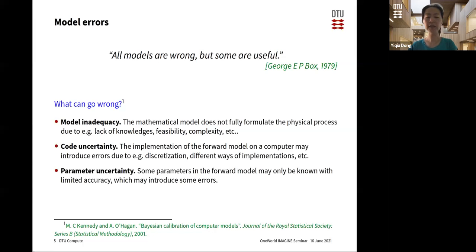Another reason can be parameter uncertainty. In the forward operator, very often there are some parameters, but we only know those parameters with limited accuracy. This limitation introduces some model error. And in this talk, I will mainly focus on parameter uncertainty.